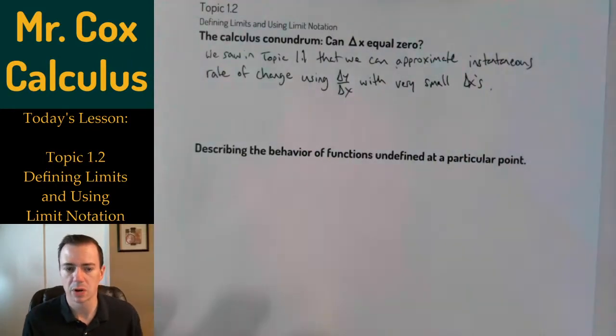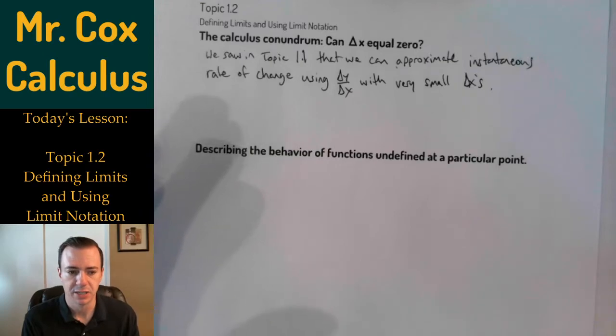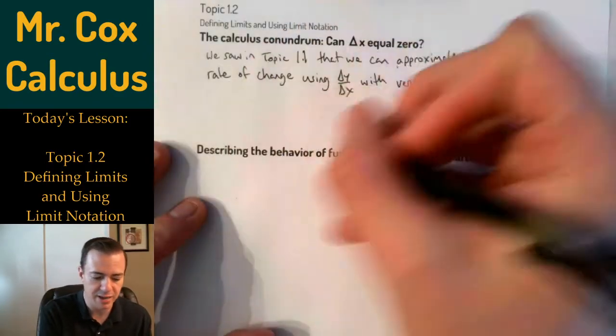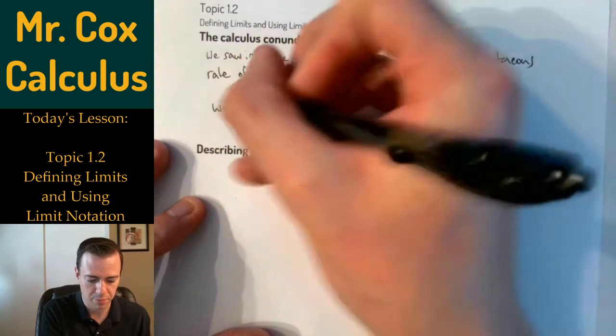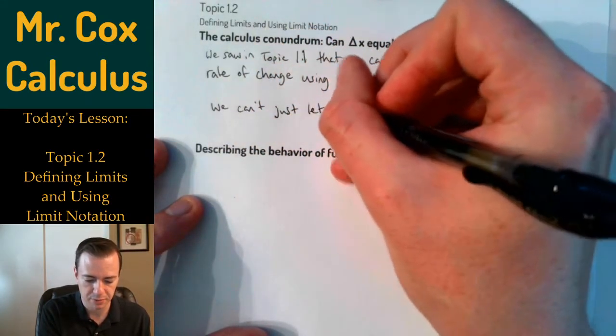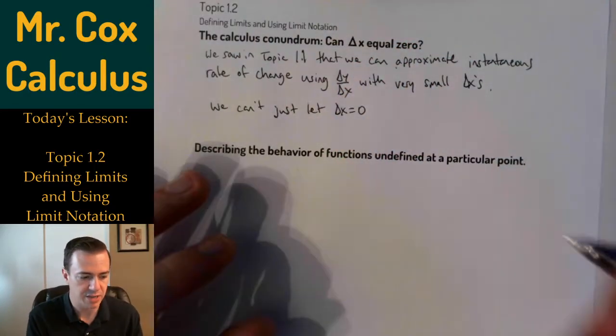So the question that we're kind of left with is, what's the smallest change in x we can actually use? It would be nice if we could just use a change in x of 0. Unfortunately, we know we can't divide by 0, so we can't just let delta x equal 0. We're not going to be able to find rate of change that way.